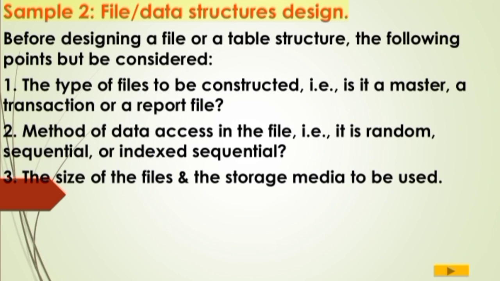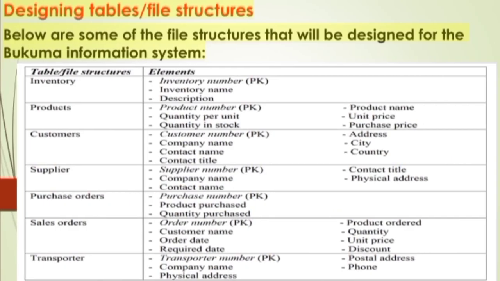Sample 2. File Data Structures Design. Before designing a file or a table structure, the following points should be considered. 1. The type of files to be constructed, i.e., is it a master, a transaction, or a report file? 2. Method of data access in the file, i.e., is it random, sequential, or indexed sequential? 3. The size of the files and the storage media to be used. Designing tables, file structures. Below are some of the file structures that will be designed for the Bukuma Information System.